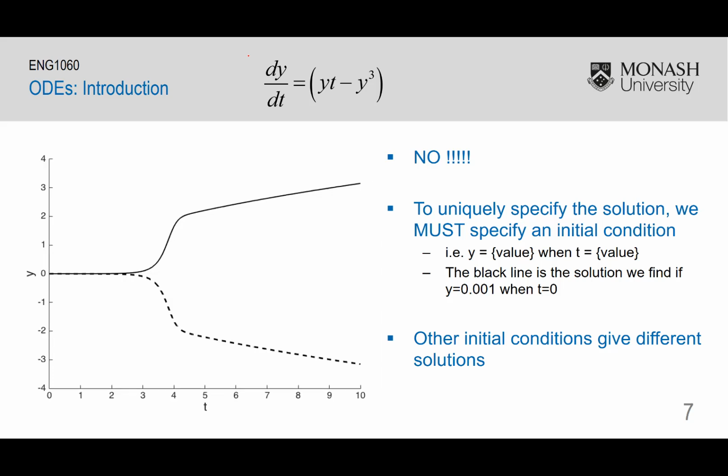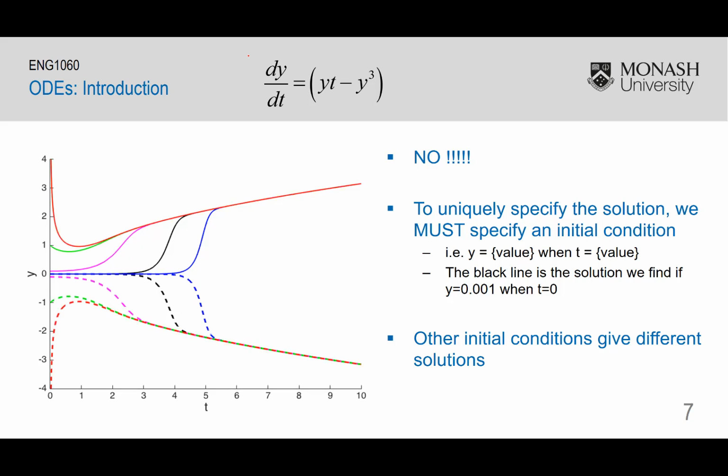So for example, if y is equal to negative 0.001 at t equal to 0, we get the dashed black line. If we choose a value of y equal to 10 to the minus 4 at time equal to 0, we get the blue line there. Negative 10 to the minus 4, we get the blue dashed line. And 10 to the minus 1, and various other values. So depending on the initial condition, we will get different solutions to the ordinary differential equation.